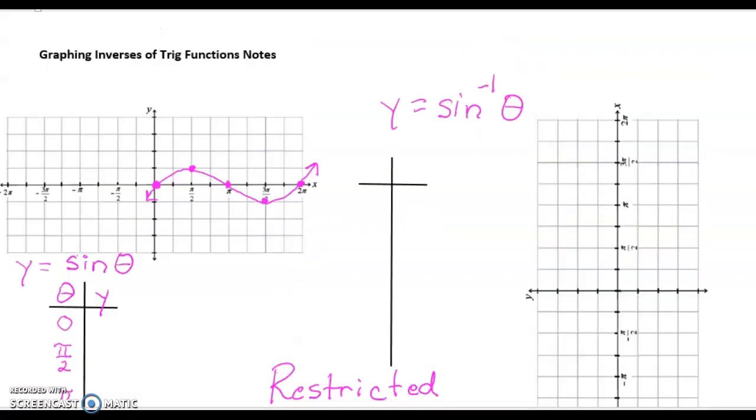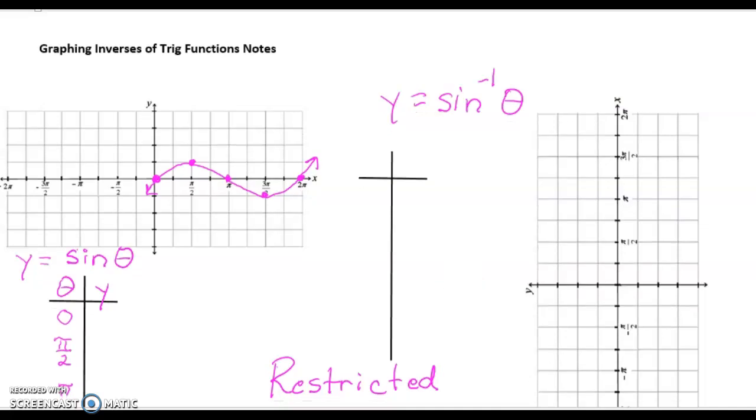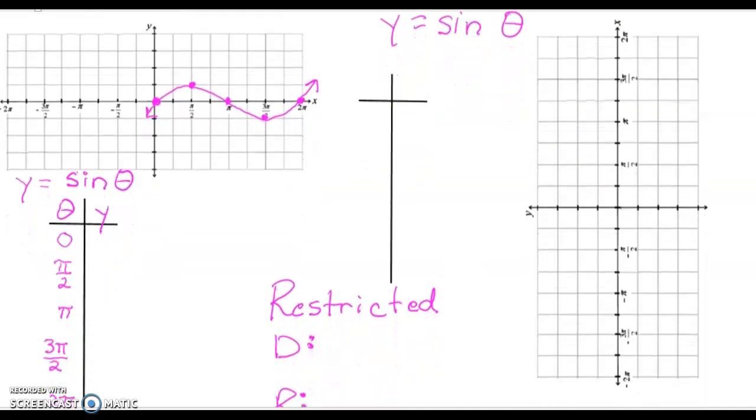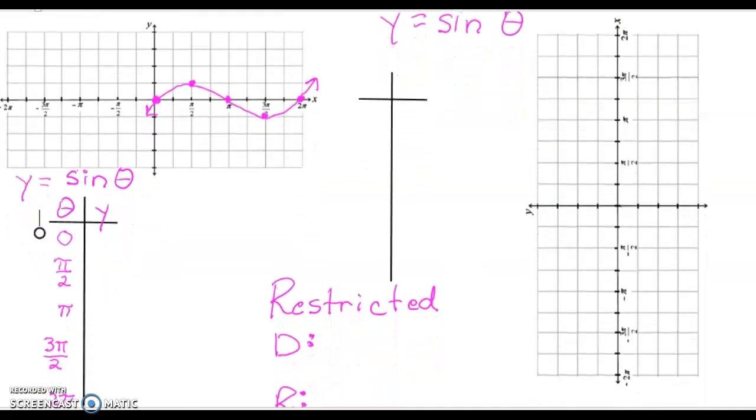Hi students, today we're going to graph inverses of trig functions. And I got us started by graphing the sine of theta. Let's find the y values. These are our 5 key angles.